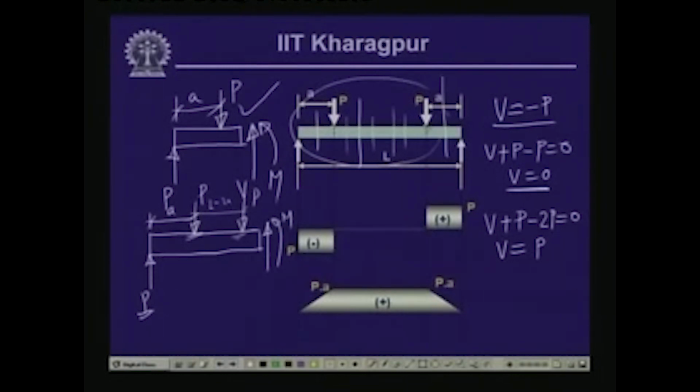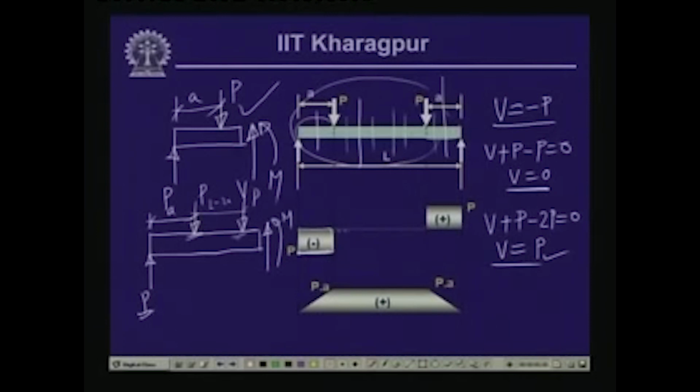So, between this loading point to the end, wherever we take a section, we get the identical free body diagram, and hence V is equal to P over the entire region. So, as you can see over here that on this segment 1 we have a shear force which is negative and constant in this particular region.